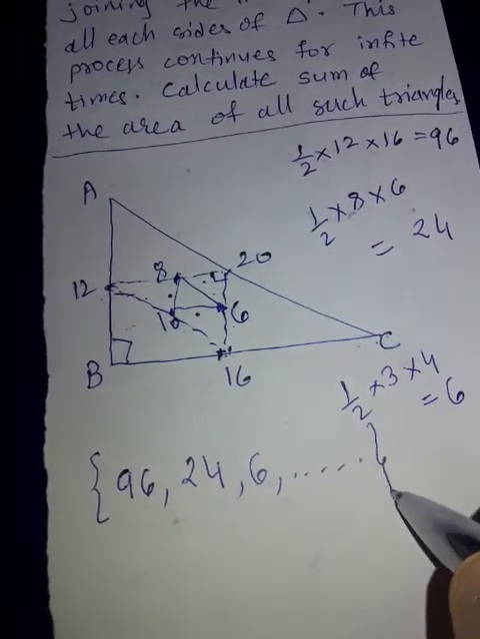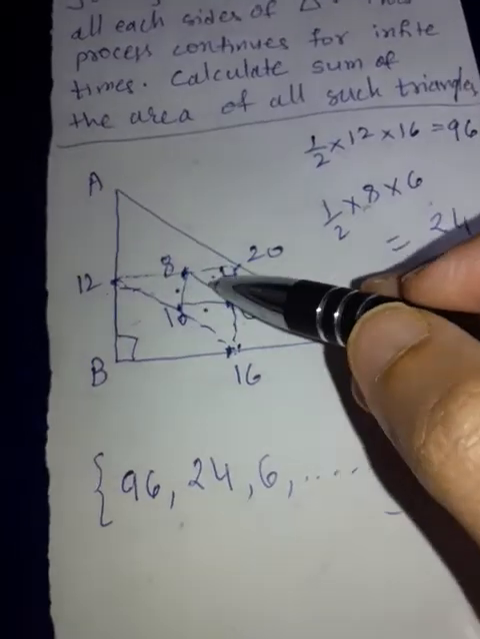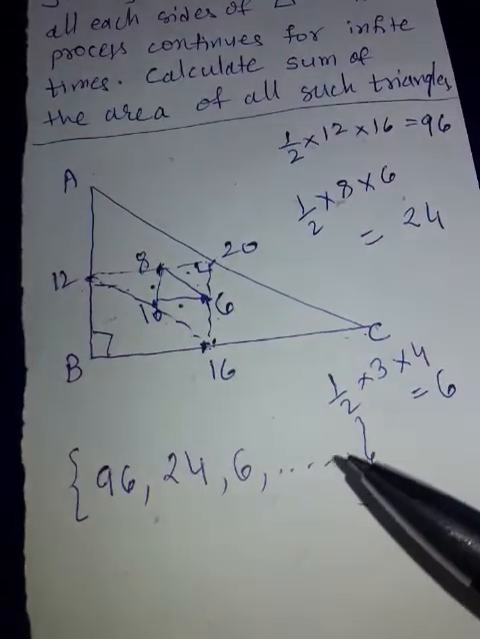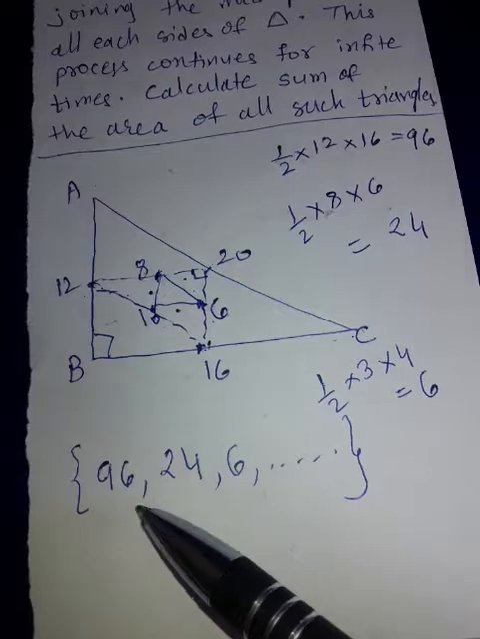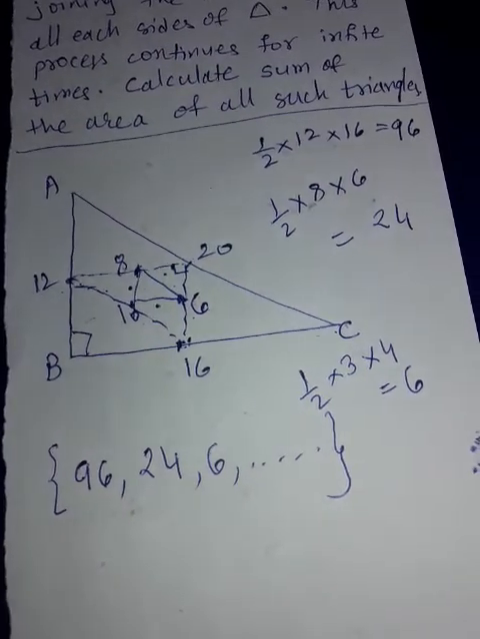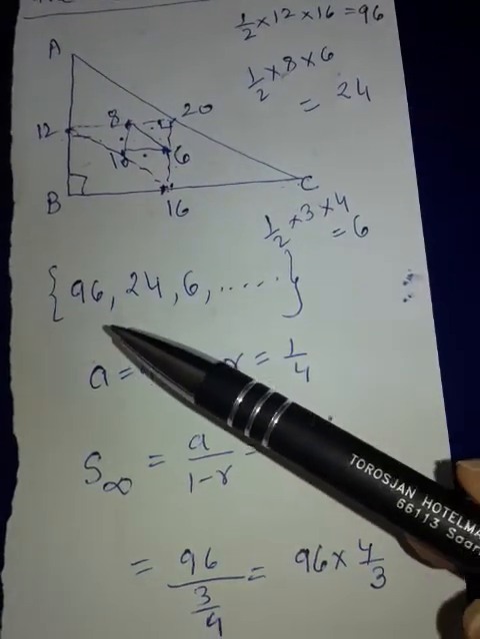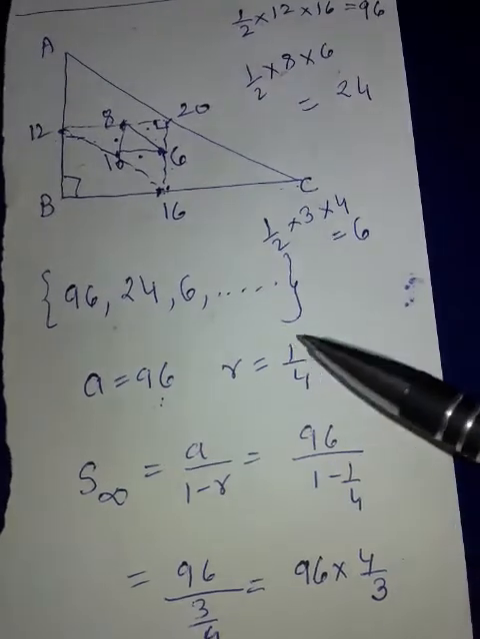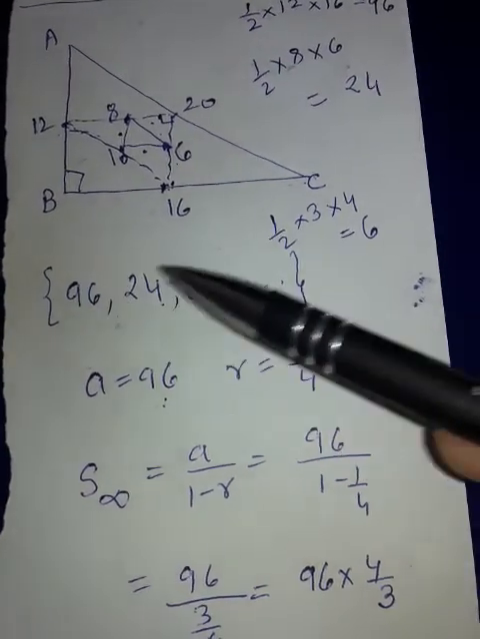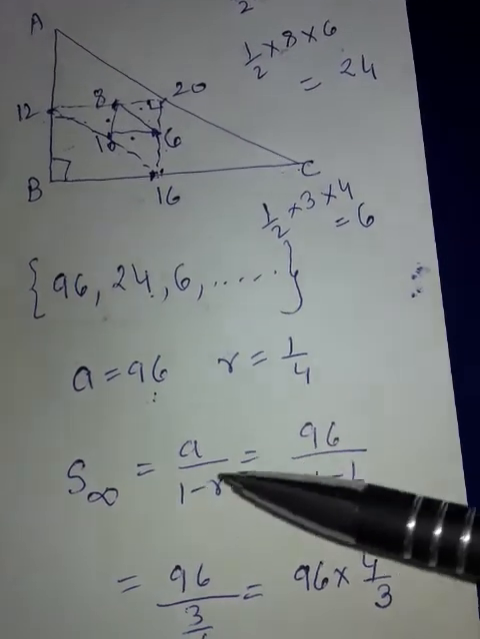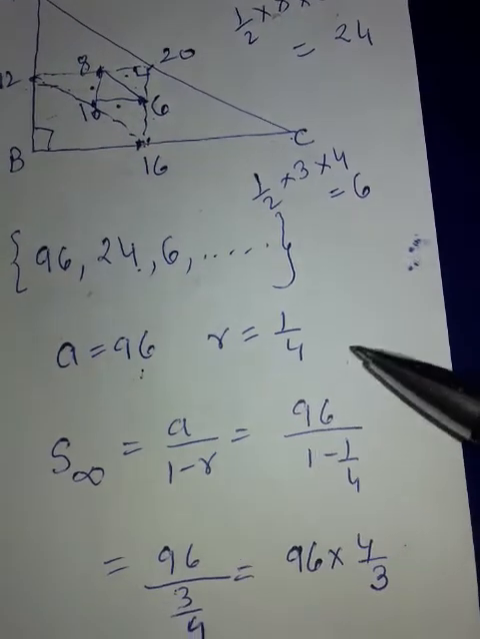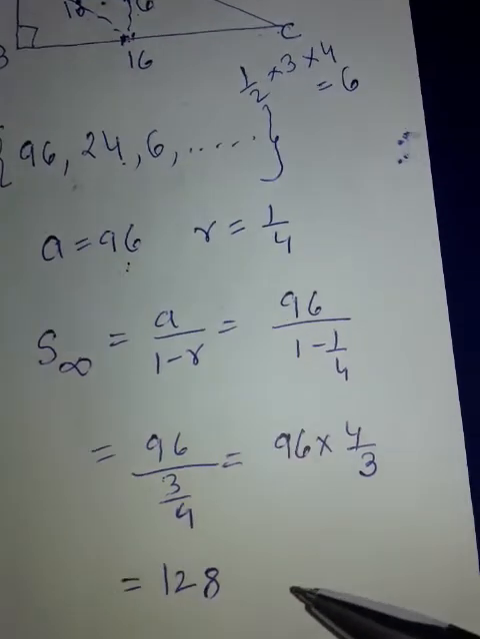And again continue like this. Again take the midpoints, again find the sides. What you observe is you get a GP. And in this GP, A will be 96. The common ratio will be 24 upon 96, that is 1 by 4. The formula of S infinity is ready with us. Just substitute and you get the answer 128.